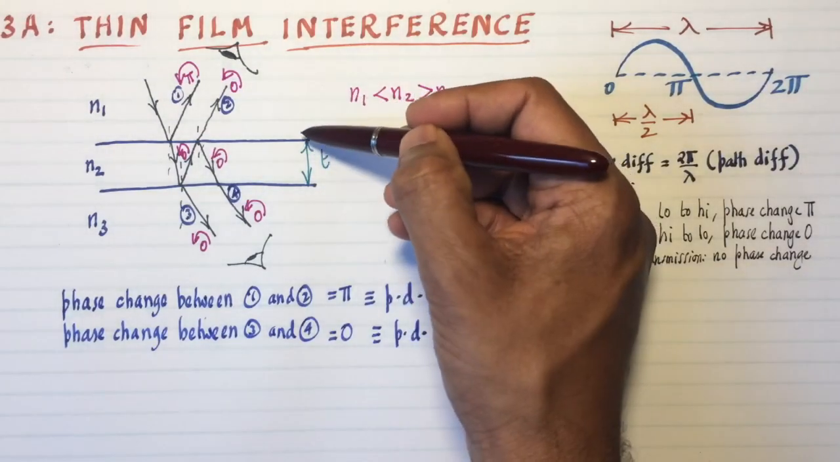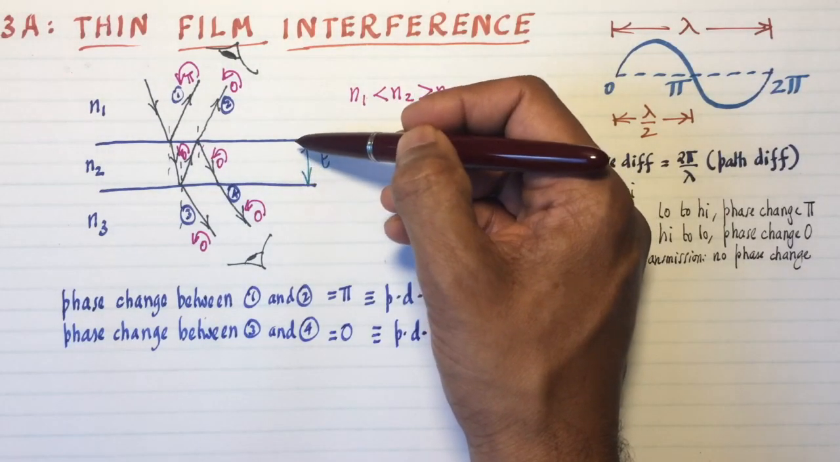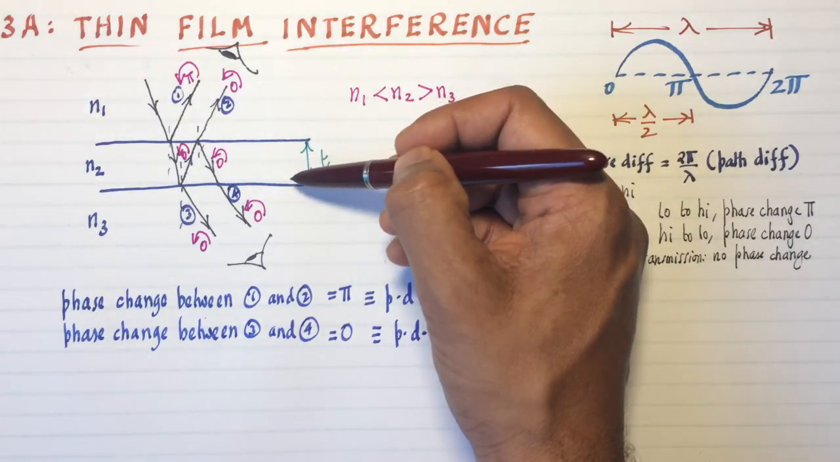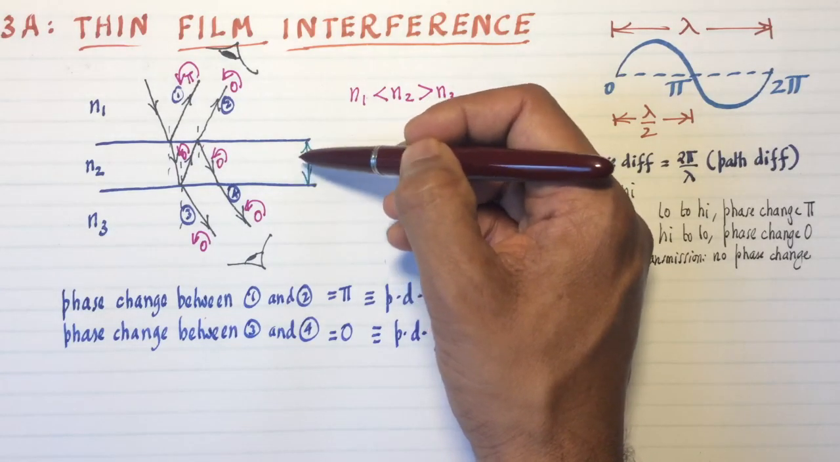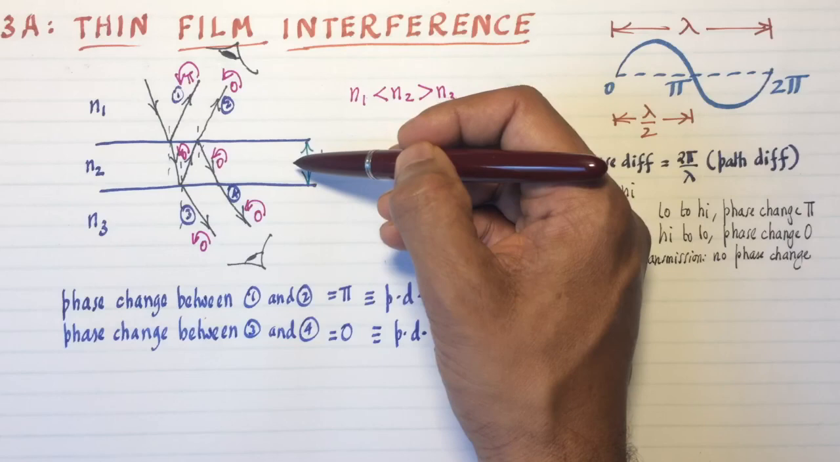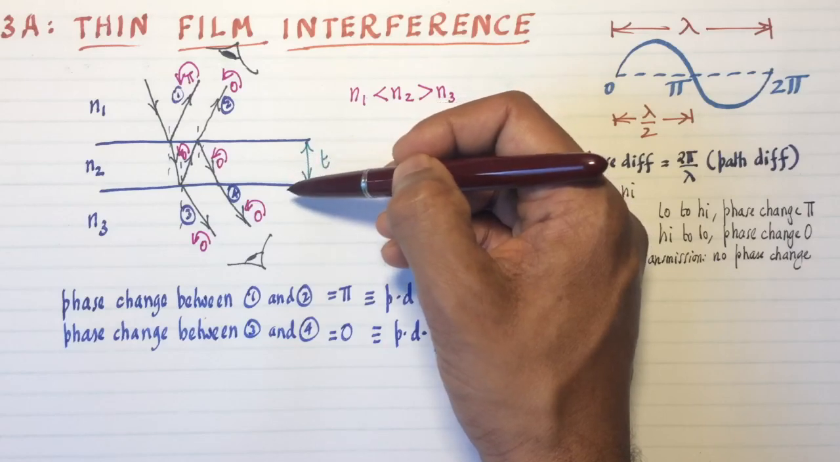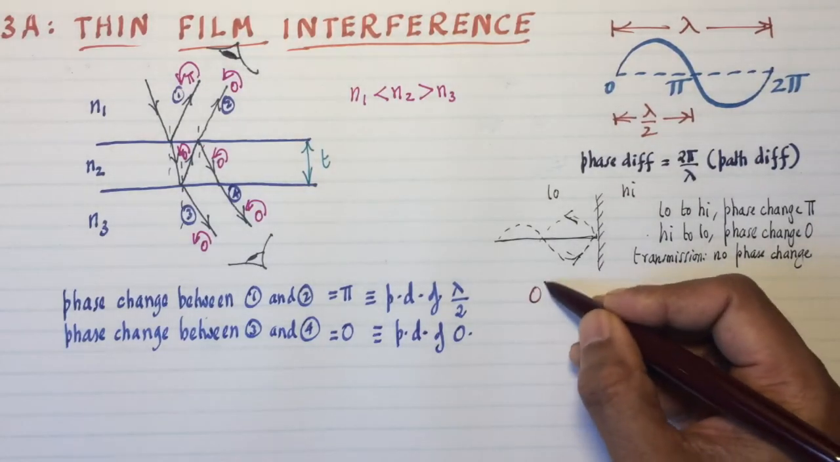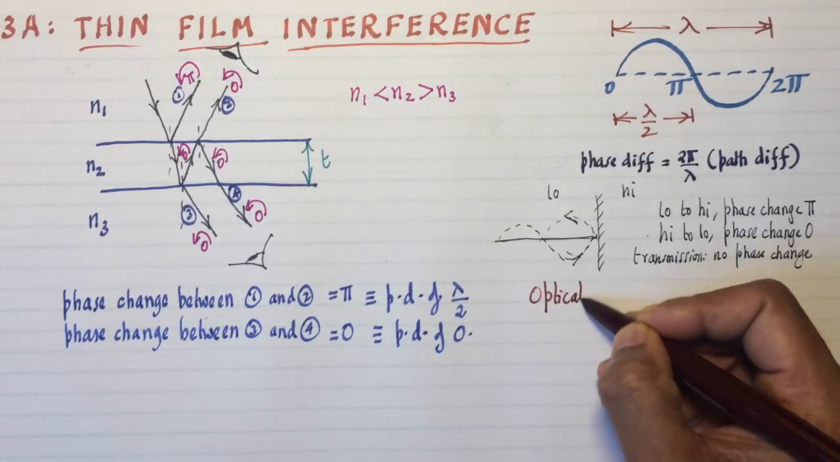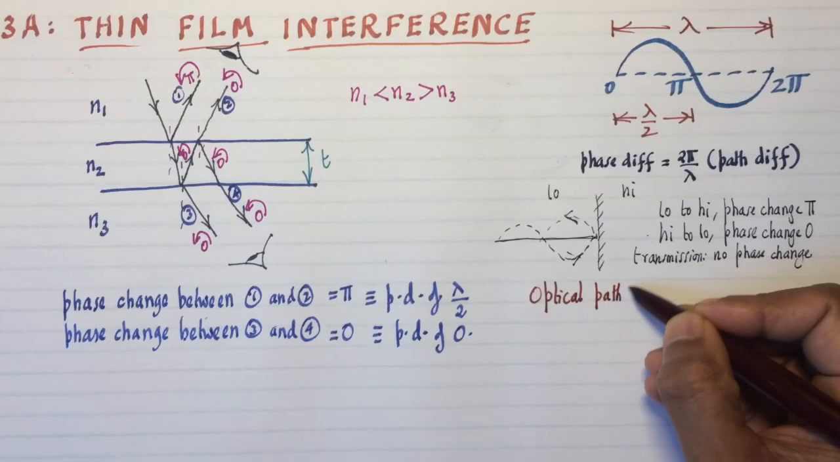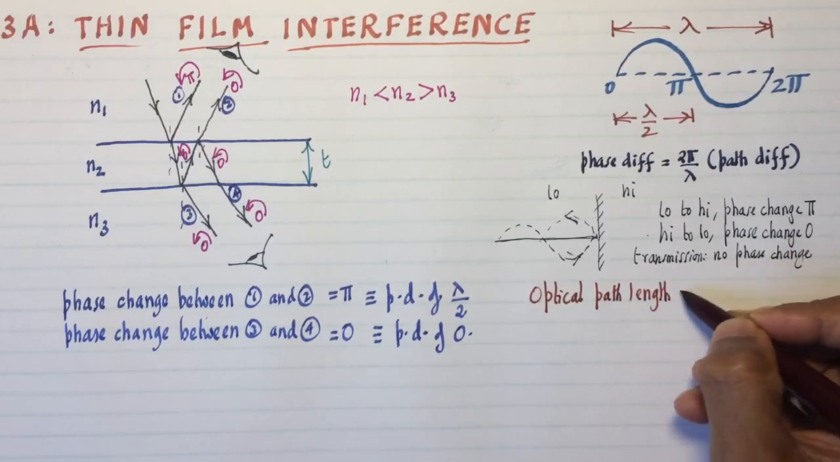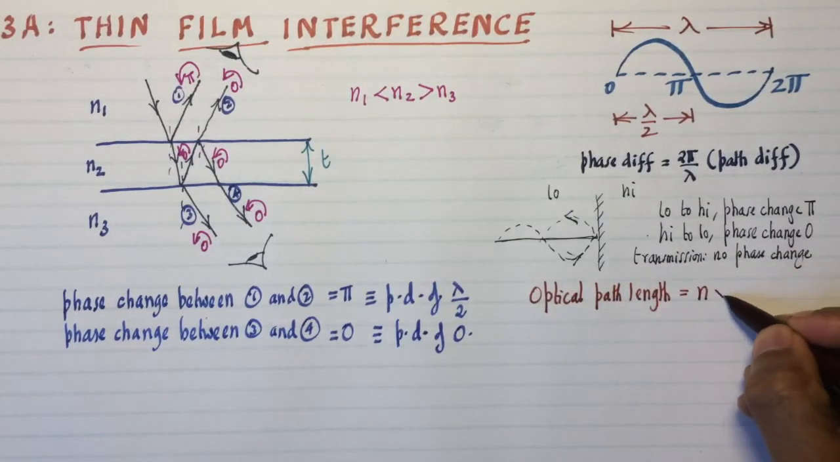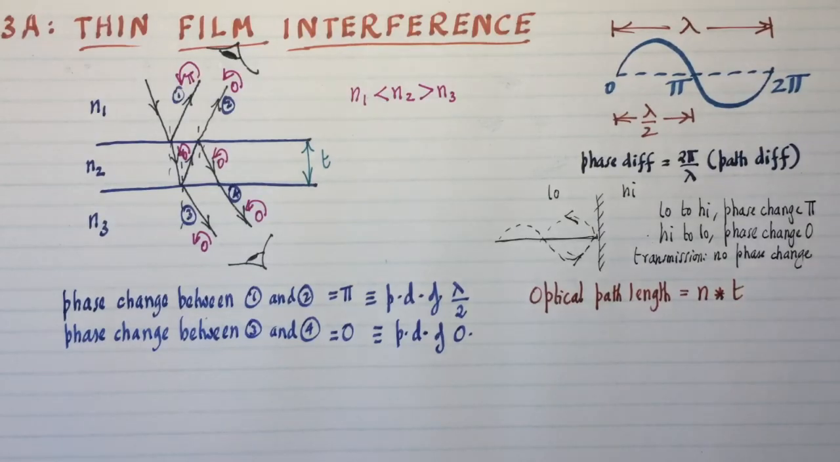If light goes through a medium, it actually appears to be going for a longer time because it's going at a slower speed. So if it's going through a medium that's got a high refractive index, it's slowing down, which means that its equivalent path length in vacuum is going to be bigger. So the optical path length is defined as the refractive index of the medium times the actual thickness of the medium.